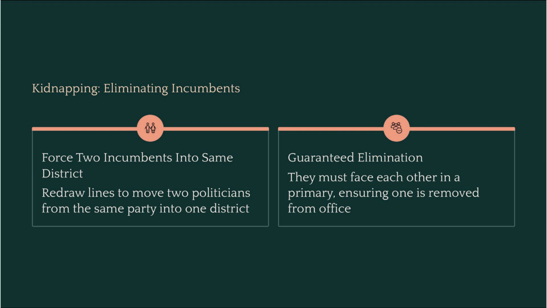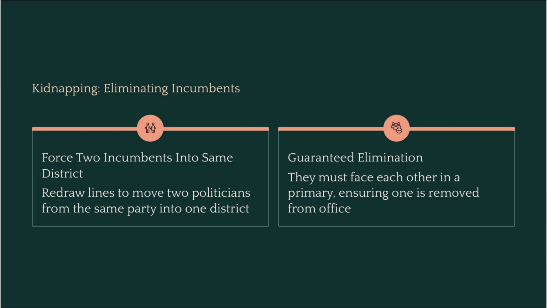This happens when mapmakers redraw the boundaries to target a specific politician they want to remove. They might redraw the lines to move a politician's home into a new district where they don't have name recognition. Or, even more ruthlessly, they will force two incumbents into the same district.